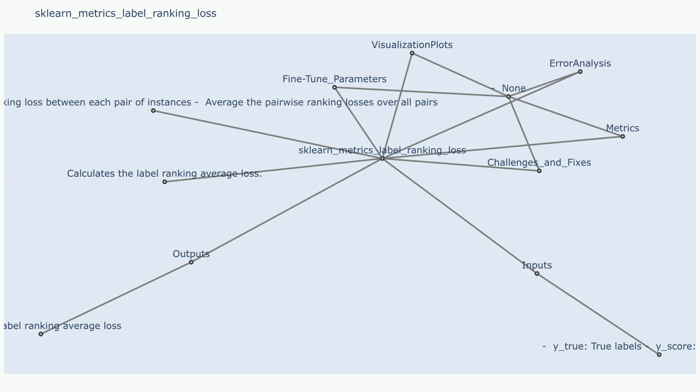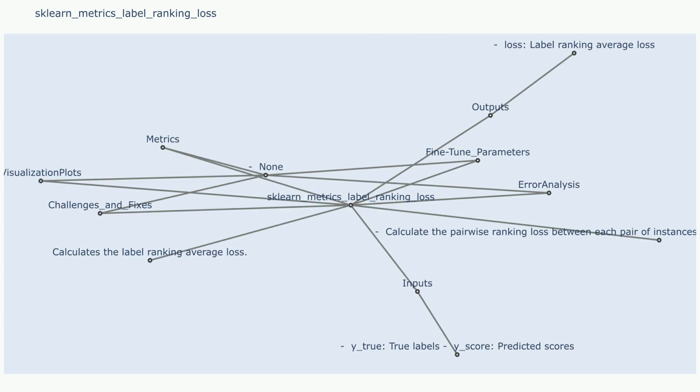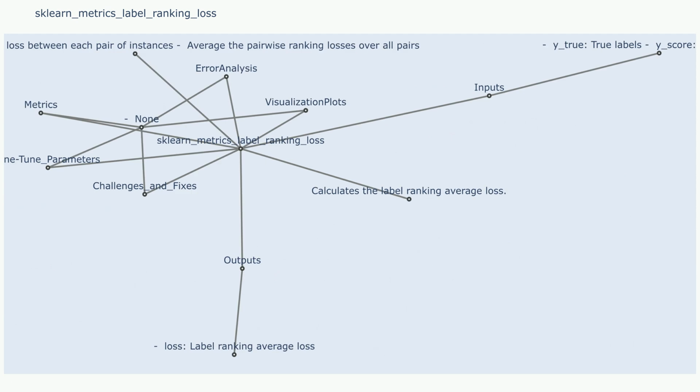This plot can be used to visualize the trade-off between the true positive rate and false positive rate at different thresholds. Precision recall curve. This plot shows the relationship between precision and recall at different thresholds. Fine-tune parameters. Regularization parameters. These parameters can be used to control the complexity of the model, which can help to improve generalization performance. Learning rate.